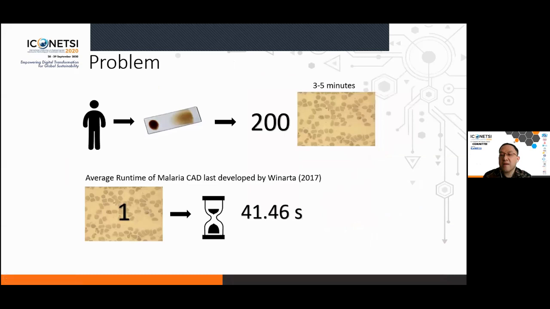The current existing problem is that for a single microscopist to analyze a patient, they need to see all around 200 fields of view in the thin blood smear, and that requires 3 to 5 minutes. The latest computer-aided diagnostic, developed by Winarta in 2017, can analyze a single field of view in 41.4 seconds on average. The problem is that analyzing a single patient means around 200 images, and 200 times 41 seconds is not a really good time for analysis.